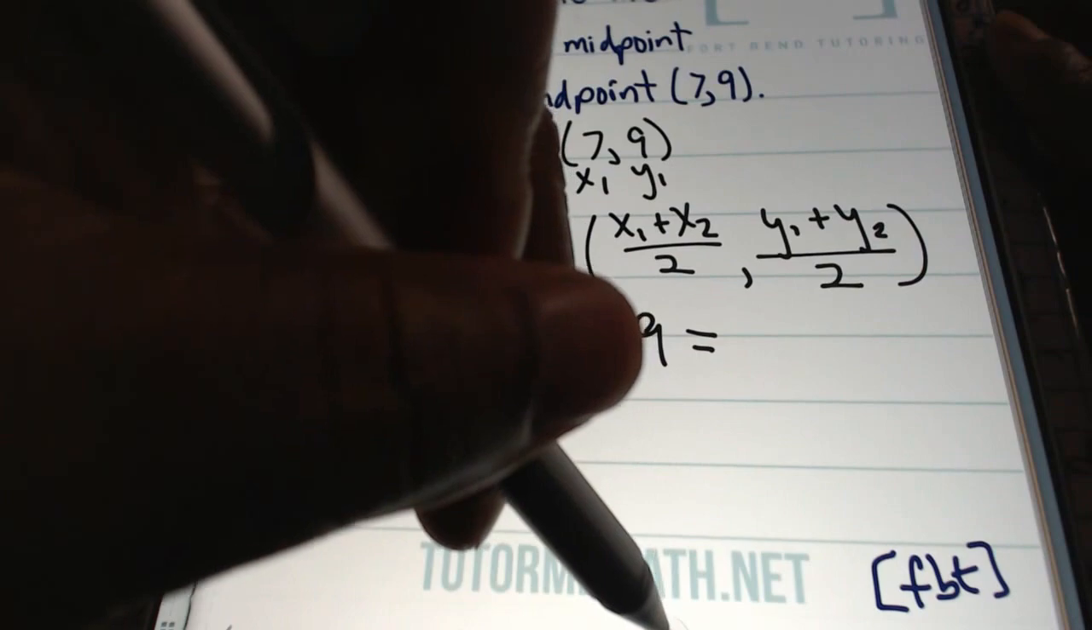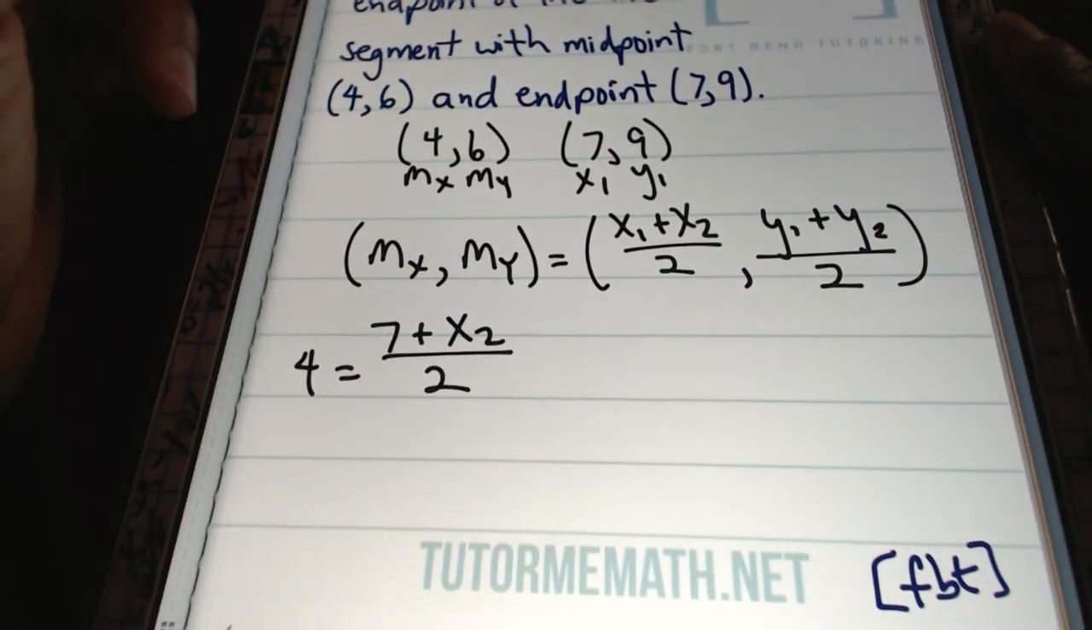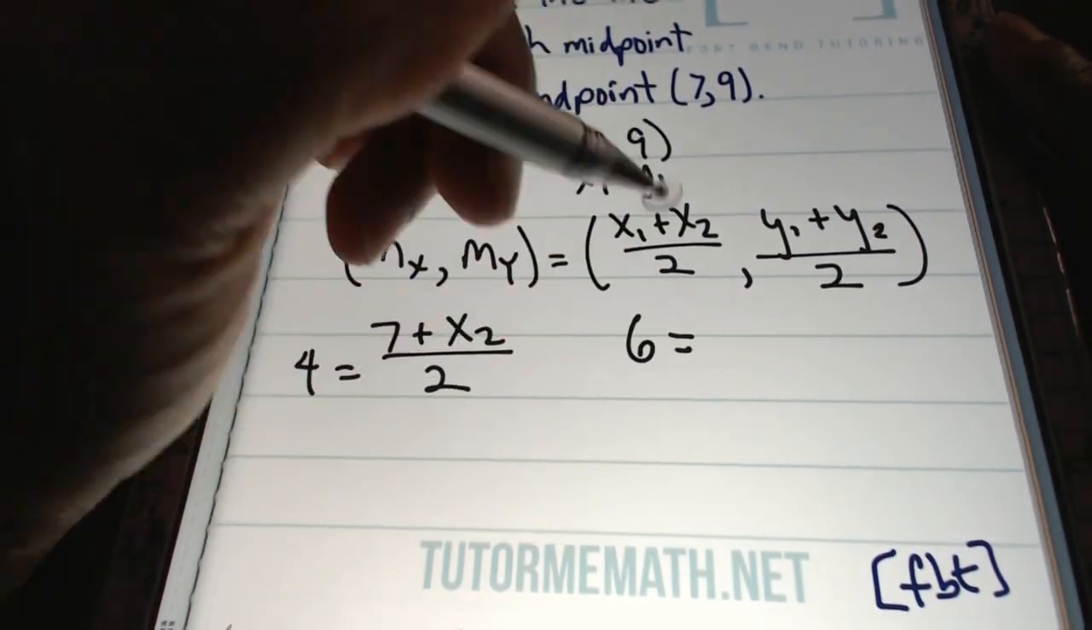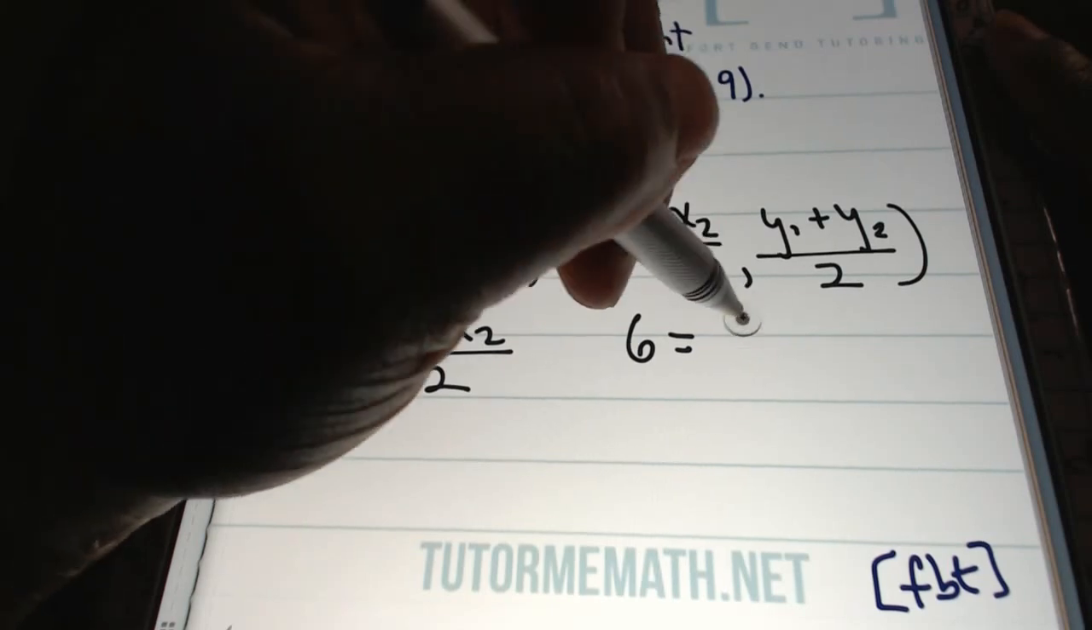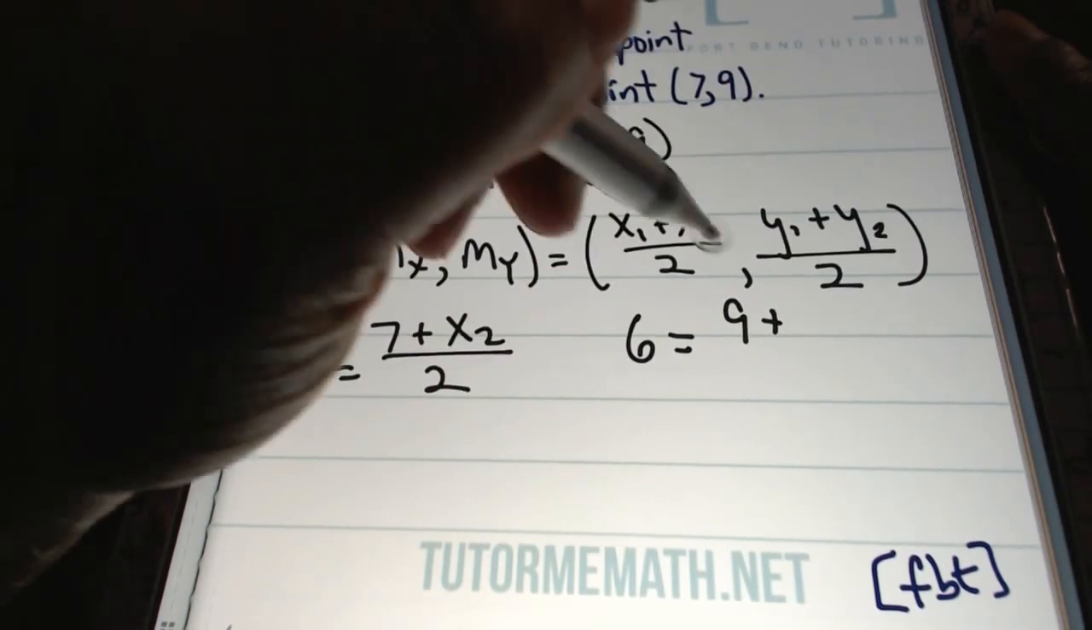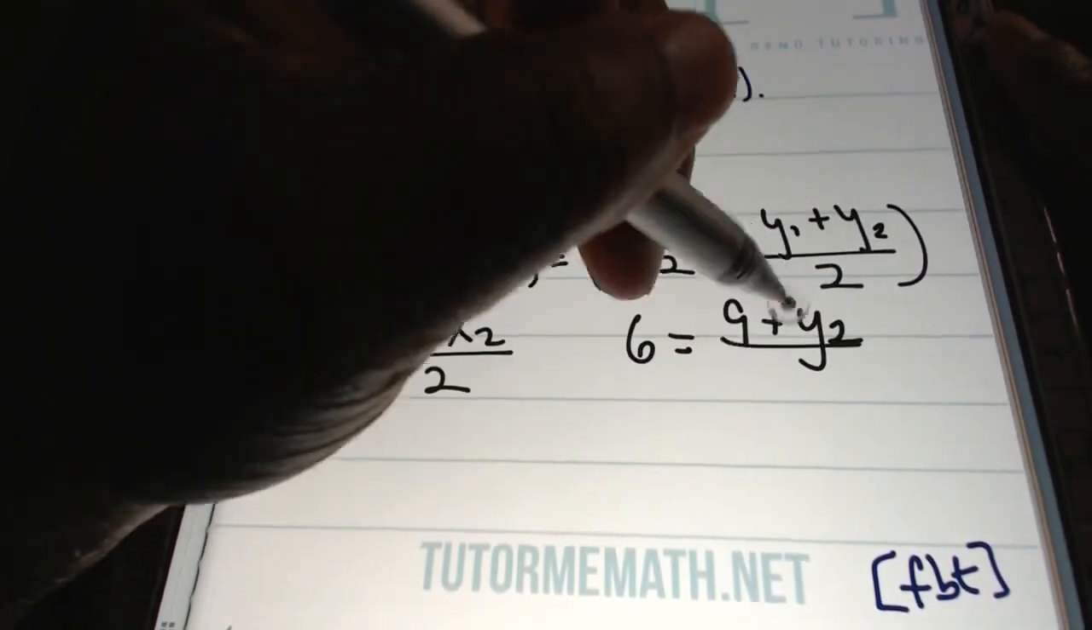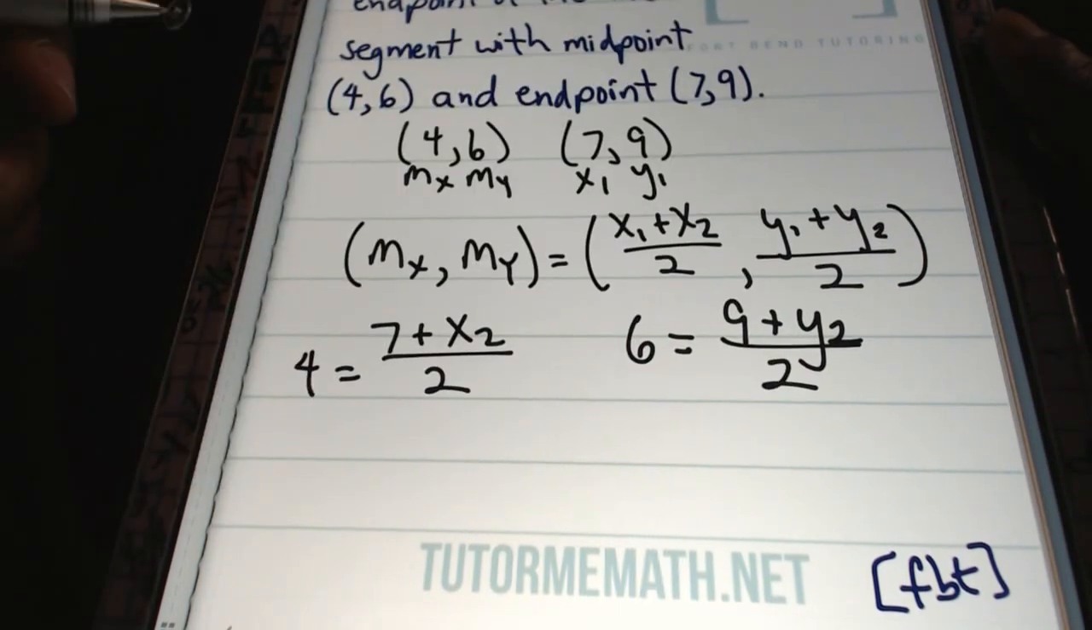Hold on. That's not right. The y value of the midpoint is 6. Let me get my lie together. You guys better watch me today, because it looks like I am being loosey-goosey as far as my brain functioning is concerned.